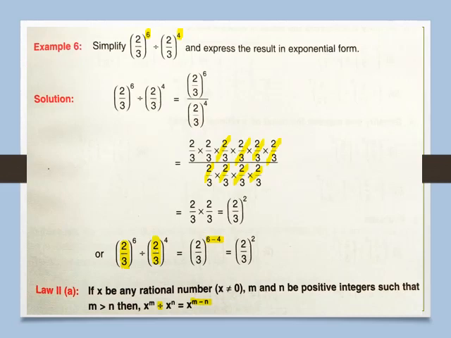So from this we can make the conclusion and come to the second law of exponents, that is: if x be any rational number and x not equal to 0, and m and n be positive integers such that m is greater than n, then x raised to m divided by x raised to n equals x raised to m minus n. When the division sign is there, we have to subtract the powers.